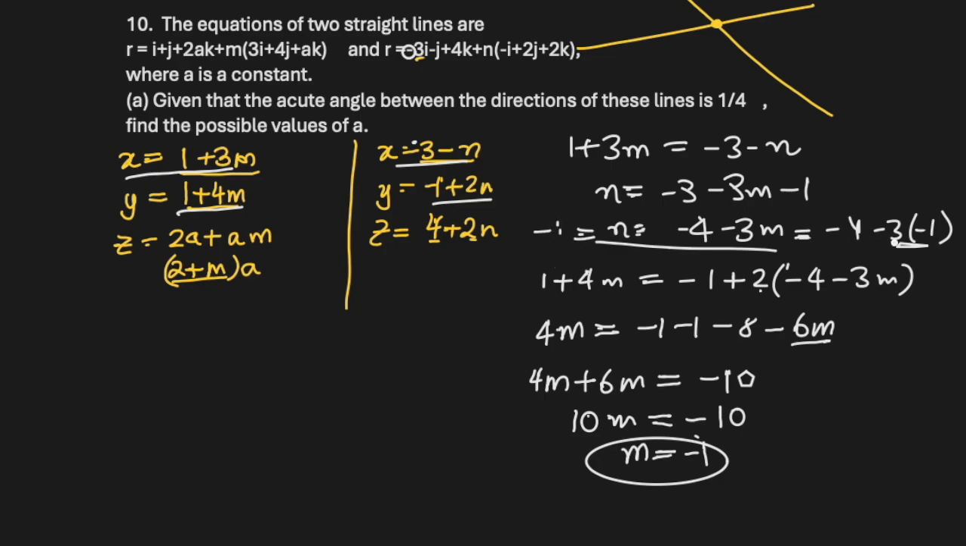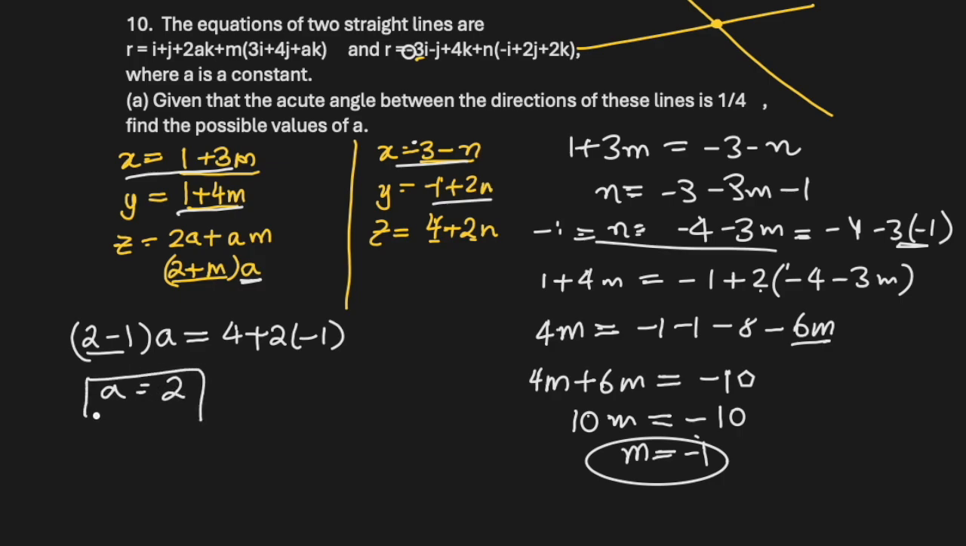I hope I've not made any silly mistake here. Okay, so now z will give us the value of a. So 2 plus m, 2 plus minus 1, which is 2 minus 1, a will be equal to 4 plus 2n, 4 plus 2 times minus 1. So 1, so a is equal to 4 minus 2, 2. This is what we're getting.